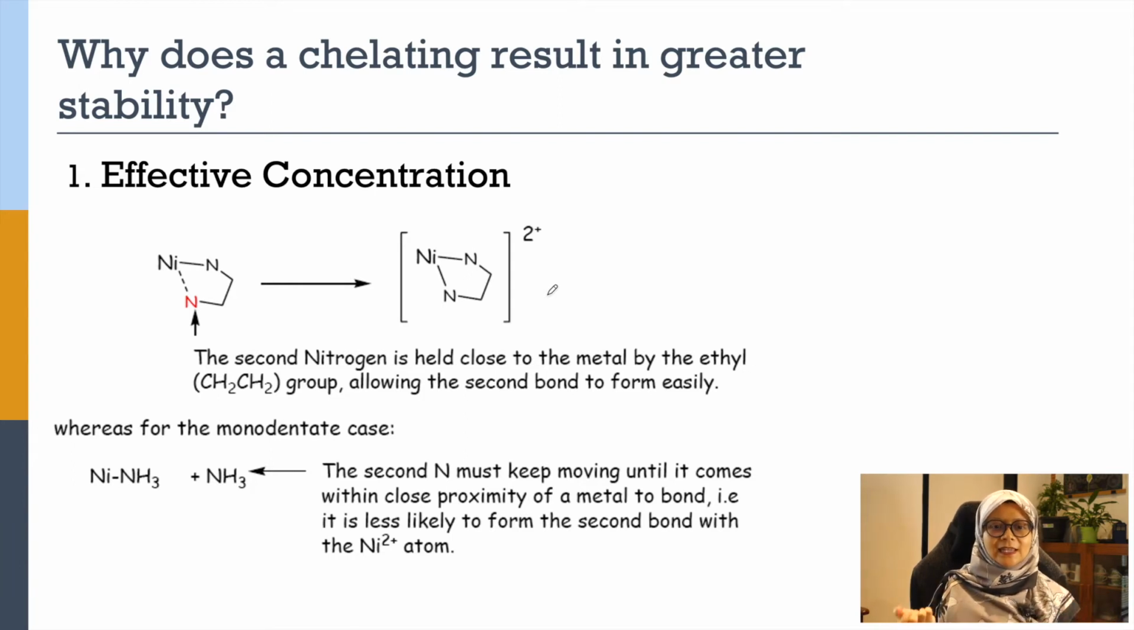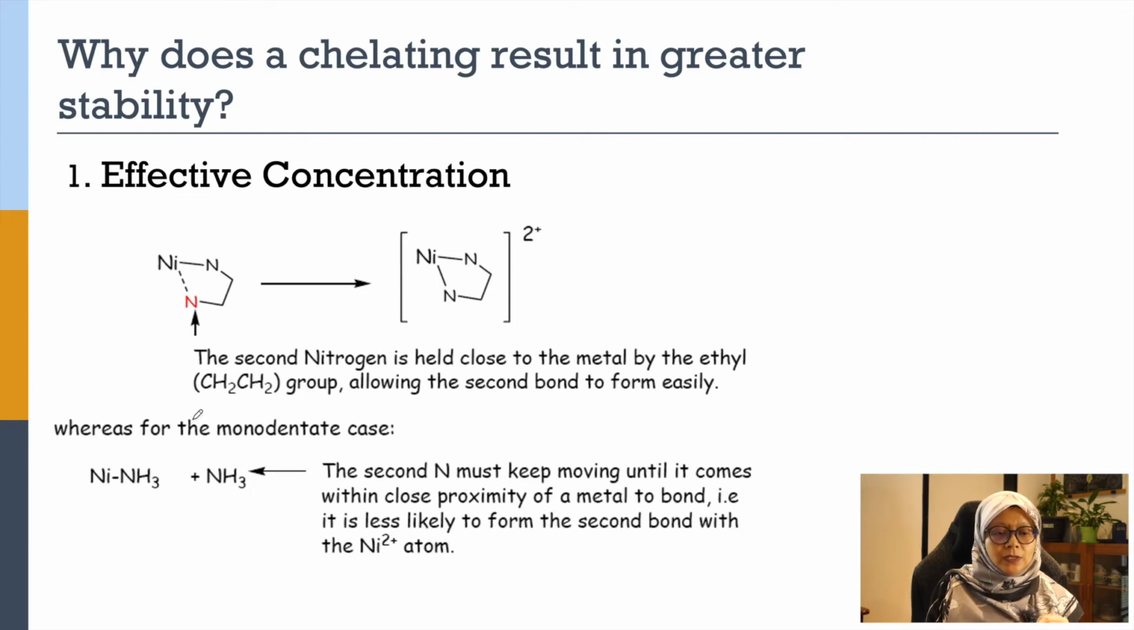Why does chelating result in greater stability? We have a few factors. The first one is the effective concentration. This is the nickel with ethylene diamine, because the ethylene diamine itself has 2 nitrogens. The second nitrogen is held close to the metal by this group, allowing the second bond to form easily.